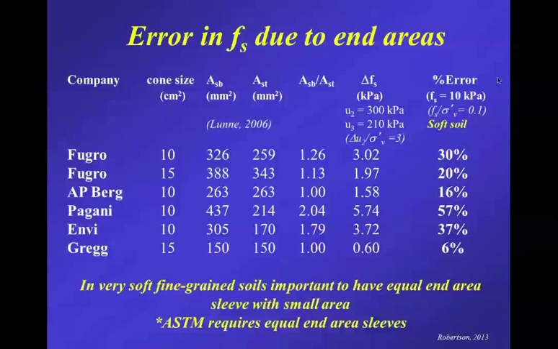Now obviously when you get into stiffer soils where the sleeve friction might be 100 kPa, and of course the pore pressures could be a lot smaller, these errors become a lot smaller in stiffer, particularly coarse grain materials. So it's only in soft fine grain materials this becomes an issue.